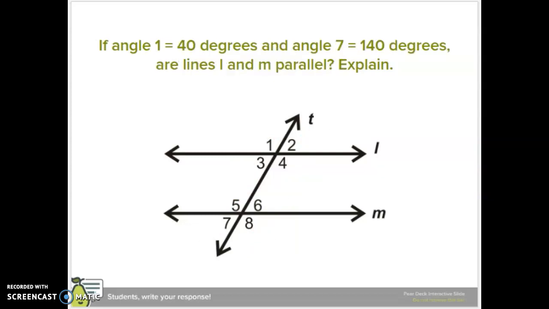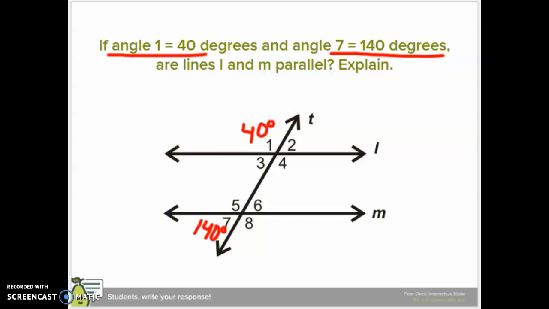Last but not least, if we know that angle 1 is 40 degrees, angle 7 is 140 degrees, are lines L and M parallel? Now I know looks can be deceiving. You're probably like, well, angle 1 should probably be the 140 and angle 7 should be the 40. Looks can be deceiving in geometry. Go based on the facts. Don't go based off of looks.